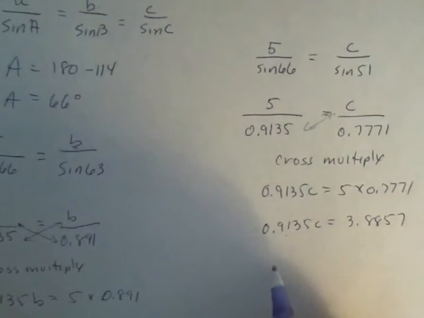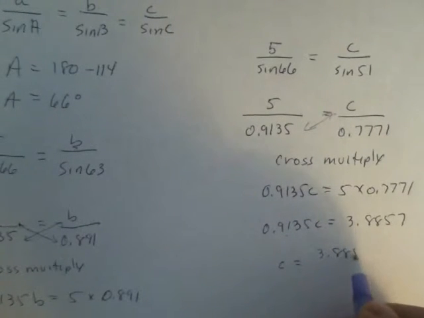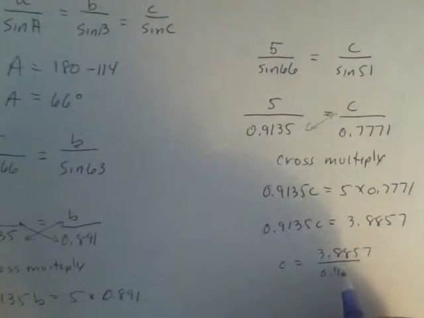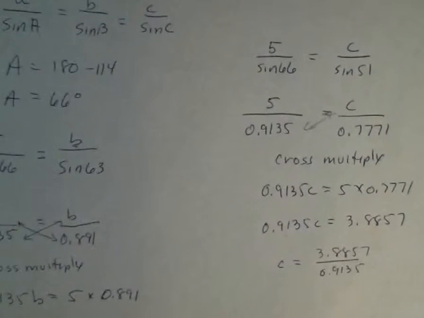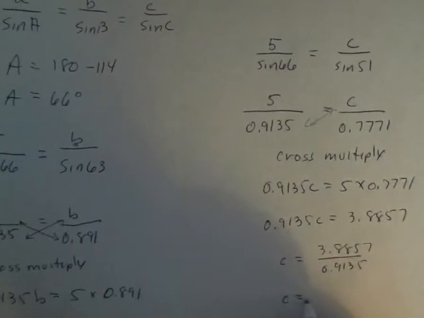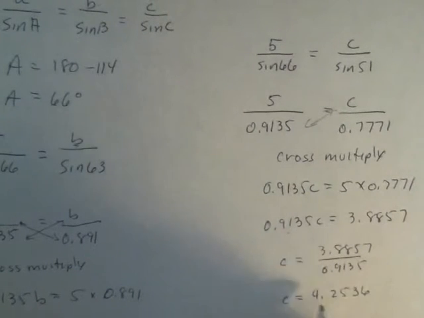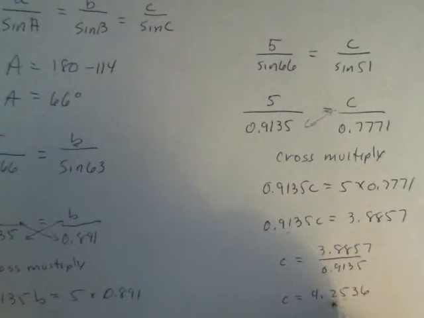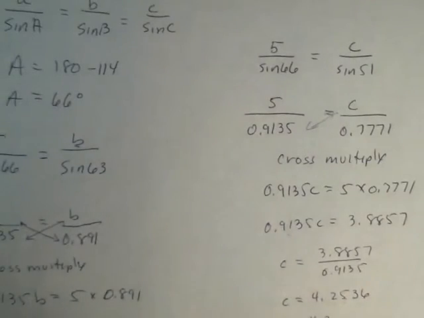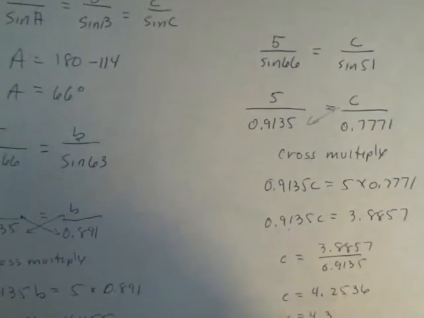So divide both sides by the 0.9135. And I get C is 4.2536. And, again, depending on where you're rounding, if it's to the tenths place, it's 4.3. If it's to the hundredths place, it's 4.25. Okay? So you've solved the triangle. We found all of our measurements.